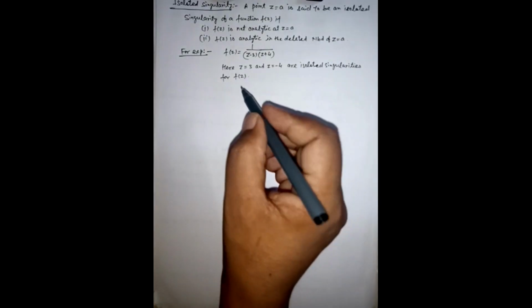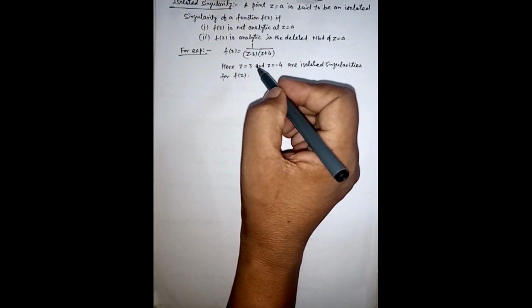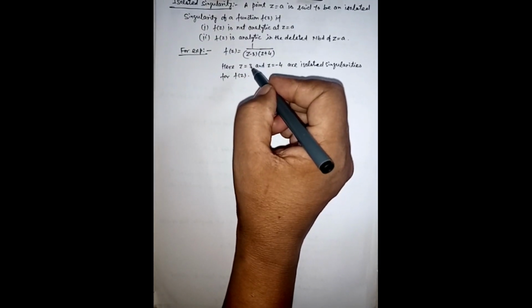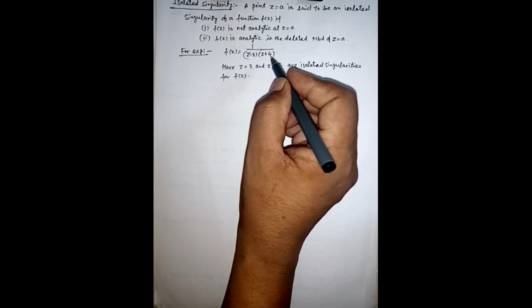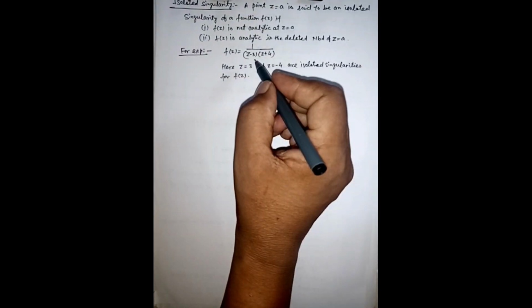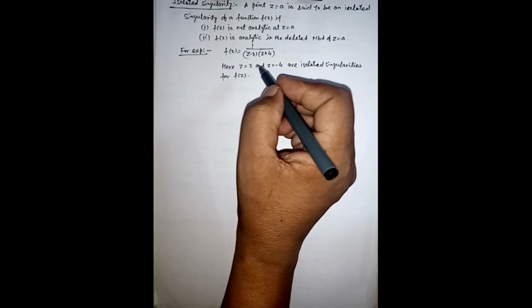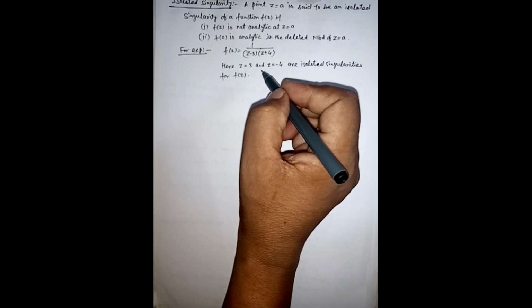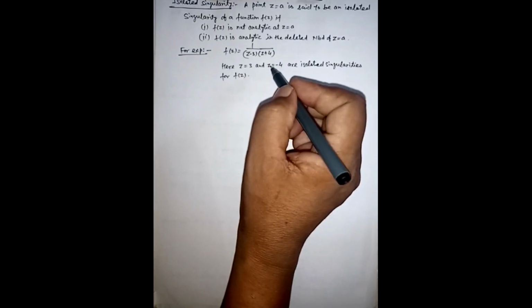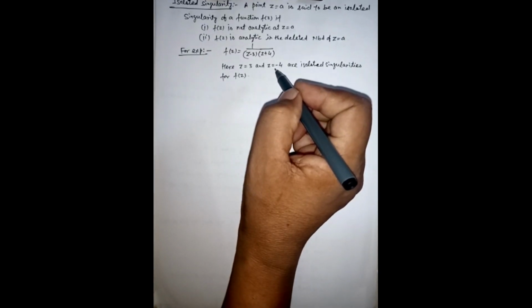Because if we consider f(z) equal to 1 upon (z minus 3) into (z plus 4), then the function f(z) is not analytic at z equal to 3, and here f(z) is analytic in the deleted neighborhood of z equal to 3. Similarly, f(z) is not analytic at z equal to minus 4, and f(z) is analytic in the deleted neighborhood of z equal to minus 4. So z equal to 3 and z equal to minus 4 are isolated singularities for f(z).